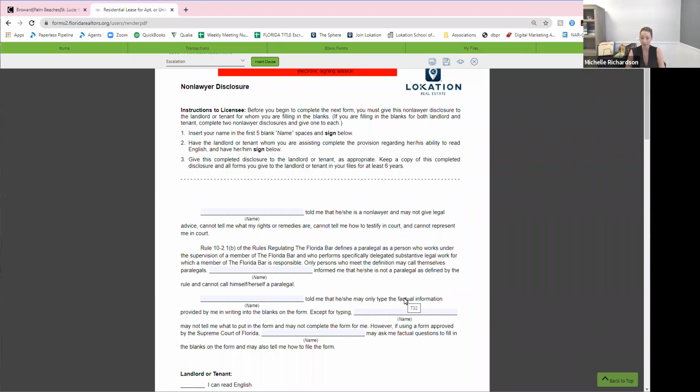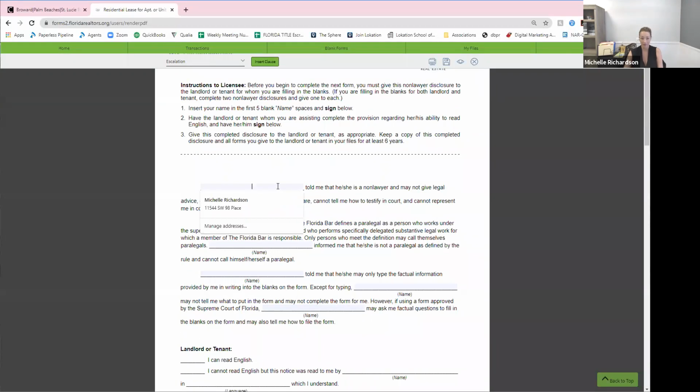Before you begin to complete the next form, you must give the non-lawyer disclosure to the landlord or the tenant for whom you are filling in the blanks. If you are filling in the blanks for the landlord and tenant, complete 2 non-lawyer disclosures and give 1 to each. So if you are on the landlord side and you happen to also represent the tenant as well, you're going to need 2 of these documents to have them sign, that the landlord sign one and the tenant sign another one. They do not sign the same form. So then it says section 1 here.